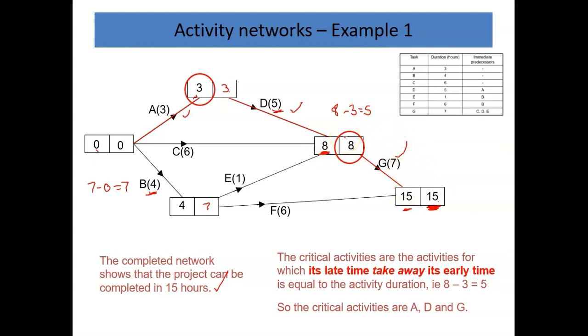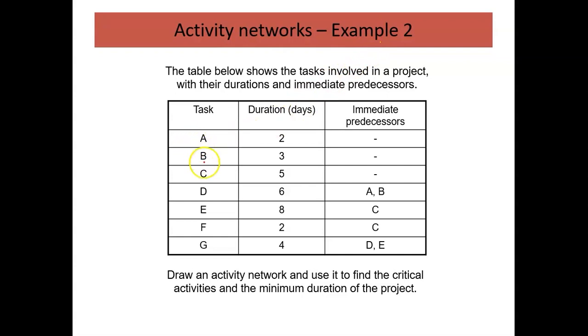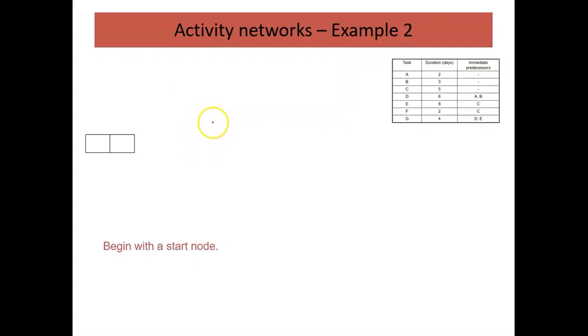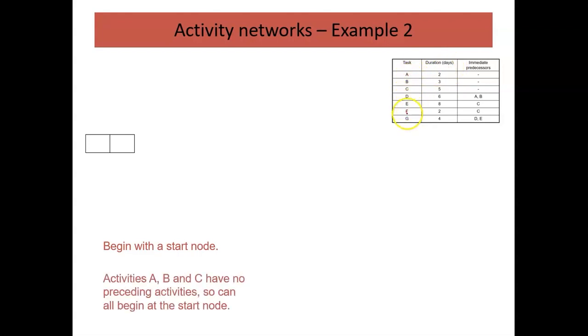So I want to show you one more of these, and then we will be done. So go on to activity 2. Example 2, we've got a similar scenario. So let's just get on and do it straight away. We'll put down a start node. And what we've got over here, we've got 2, 3, and 5, the durations in days for these 3 activities. So straight away, I want to put those down. There we go, 2, 3, and 5, A, B, and C.